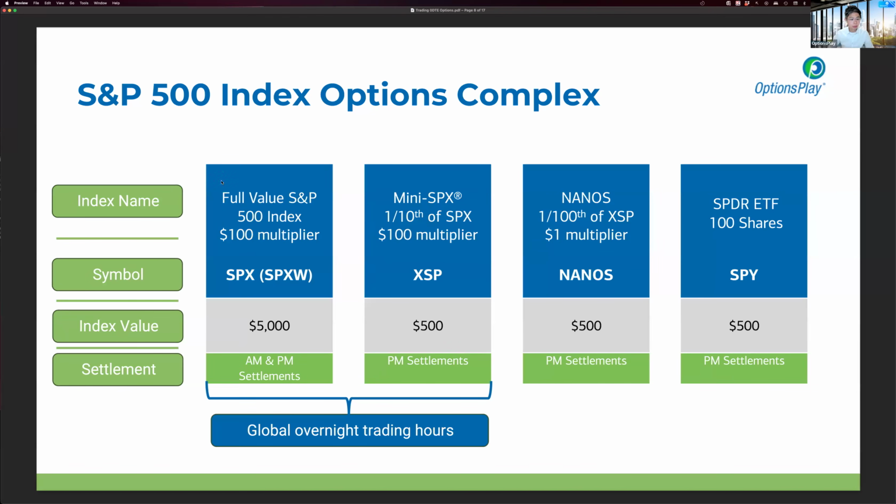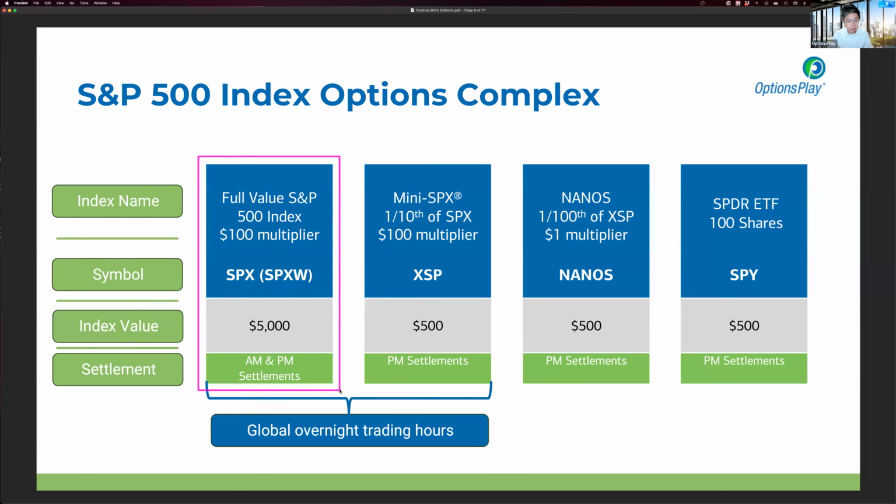The most liquid and the most widely traded product is SPX. Many of you know it as SPXW, because SPX is really the AM settled monthly contracts versus every other one that most people trade. The dailies and the weeklies are SPXW.